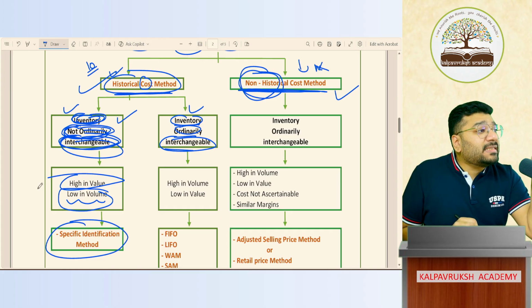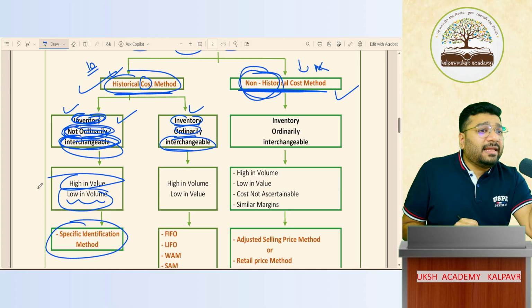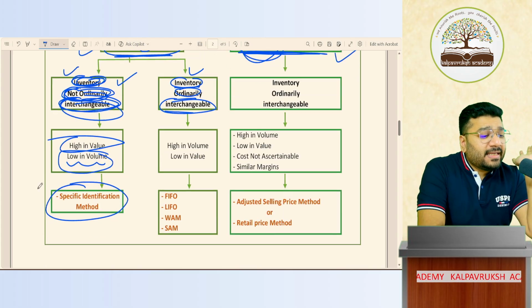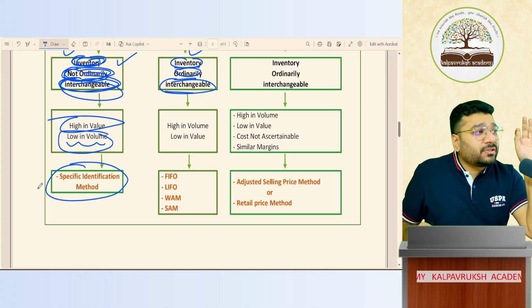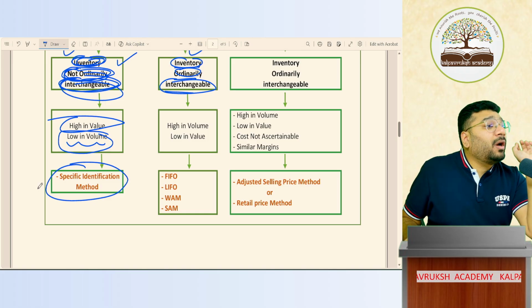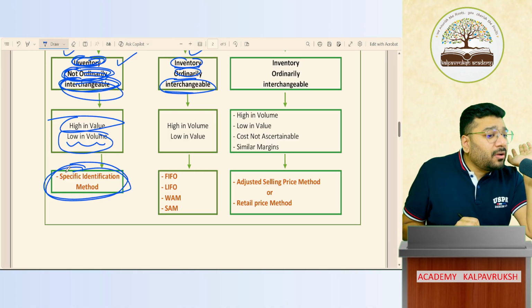Same thing, the third example is what? Land also, the value is 1 crore, 50 lakh, 30 lakh, 2 crore, 3 crore, and it is high in value. So if that is the case, we say that for those items, the cost to be derived, what method will be applied? Specific identification method. Got it? Not got it? Tell me.